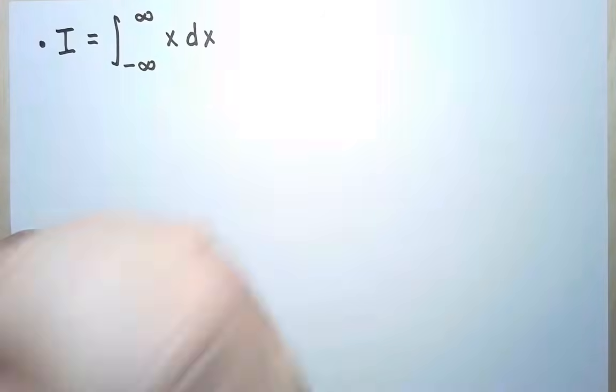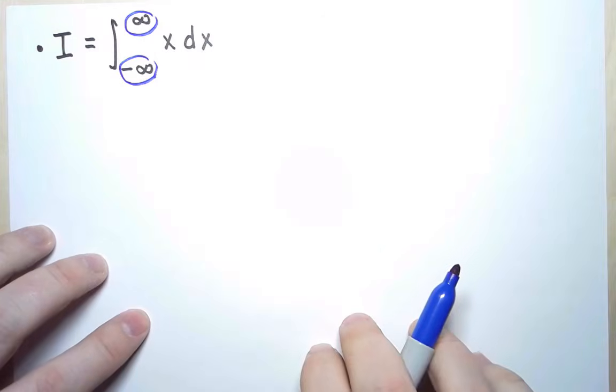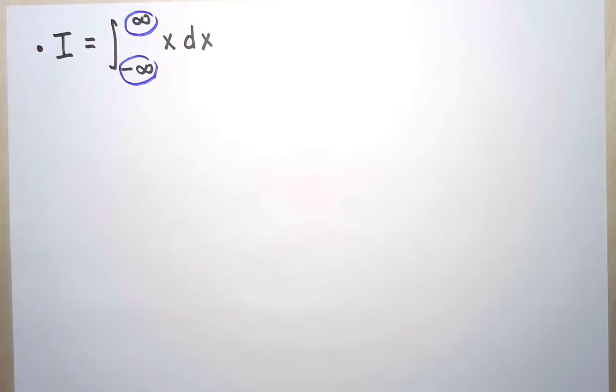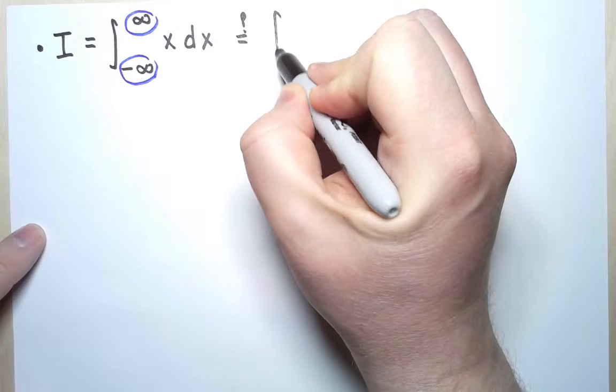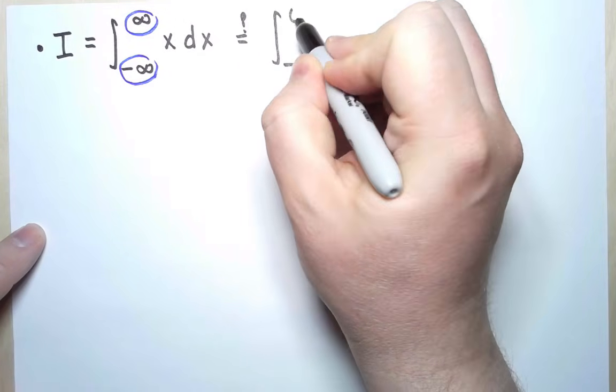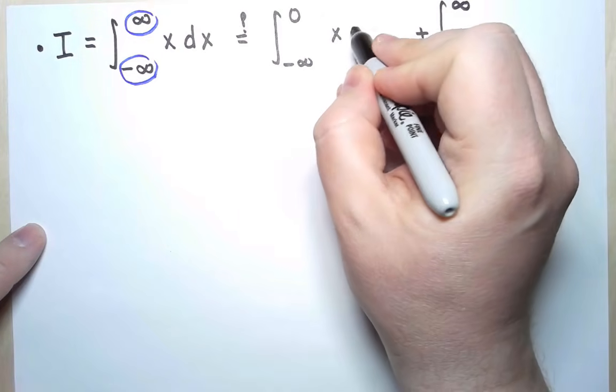Here is the original integral again. As we said, it is improper at -infinity and it is improper at infinity. What I'm going to do is break it into two pieces, each one of them improper at only one end. For example, I can break this at 0, and I have the sum of these two integrals.